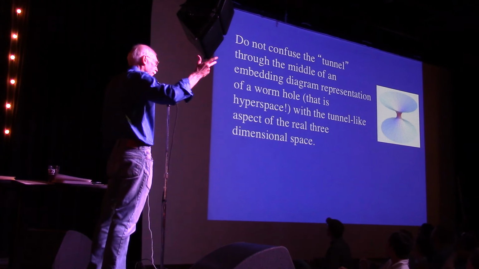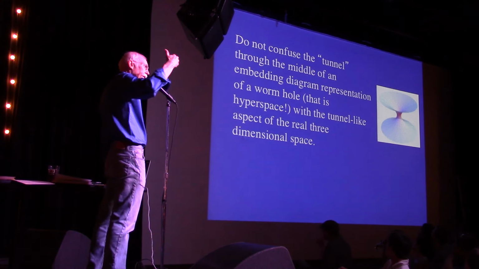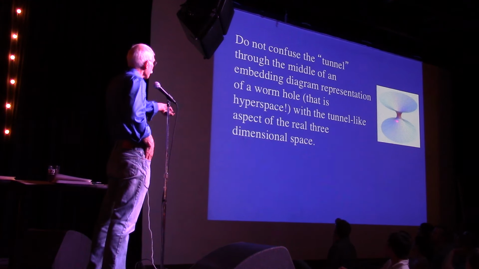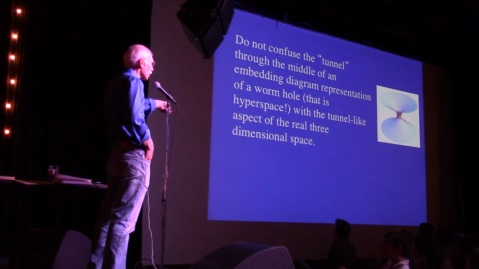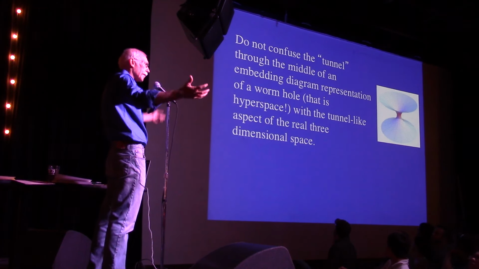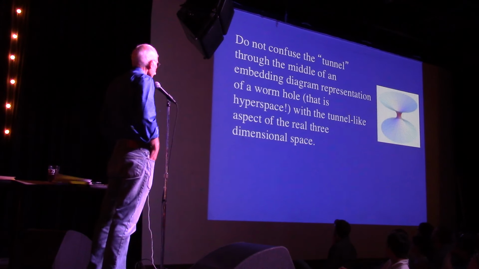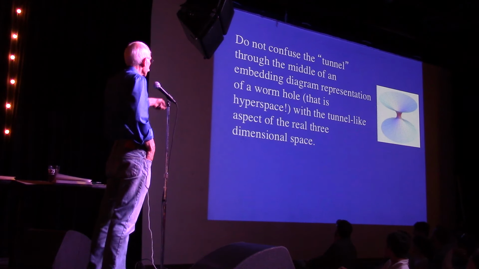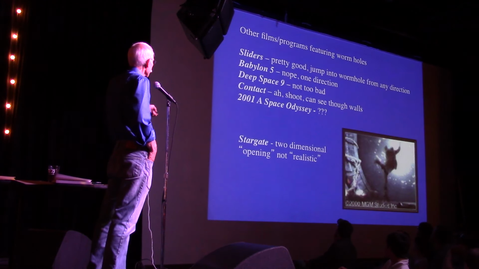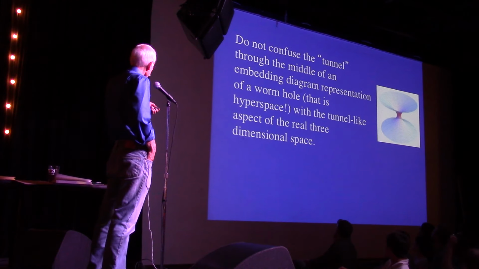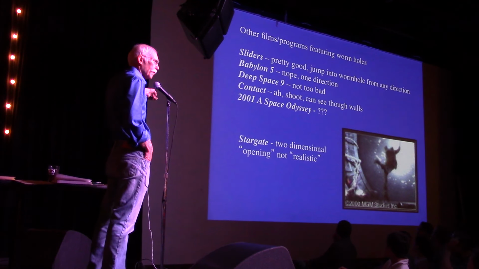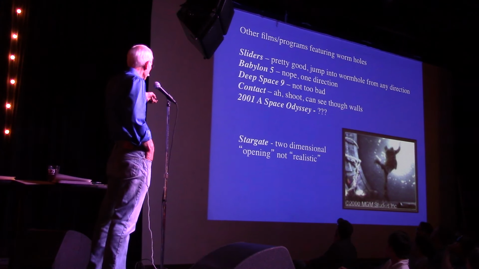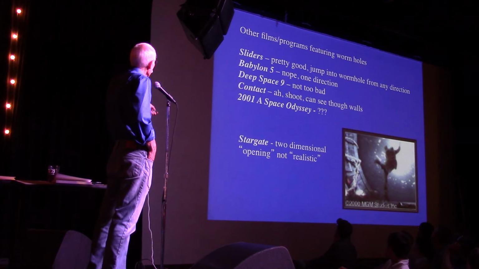So one of the lessons I'm trying to leave you with is, as you watch movies and TV programs, watch to see when people are confusing this embedding diagram version of a wormhole with this real three-dimensional reality, in terms of how Thorne pictured this in Einstein's theory. It's not like a tunnel like that, it's a more complicated thing. Okay, so just a few movies and TV programs. I'm dating myself and how old these things are. You're welcome to bring more modern things to my attention here.